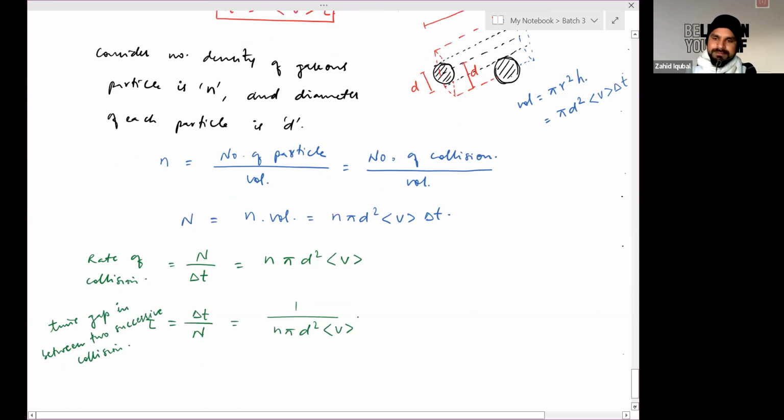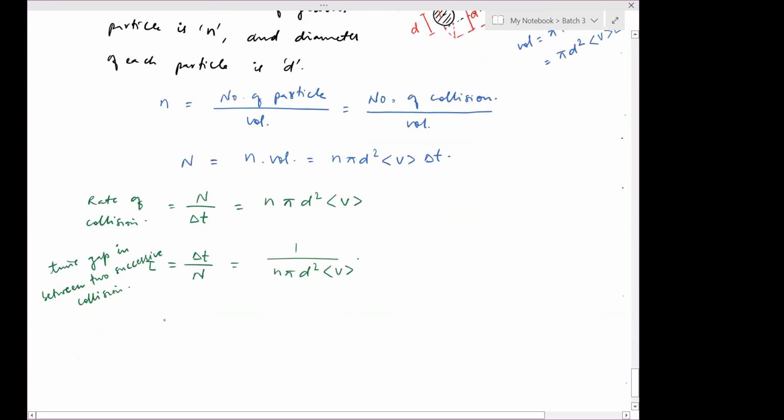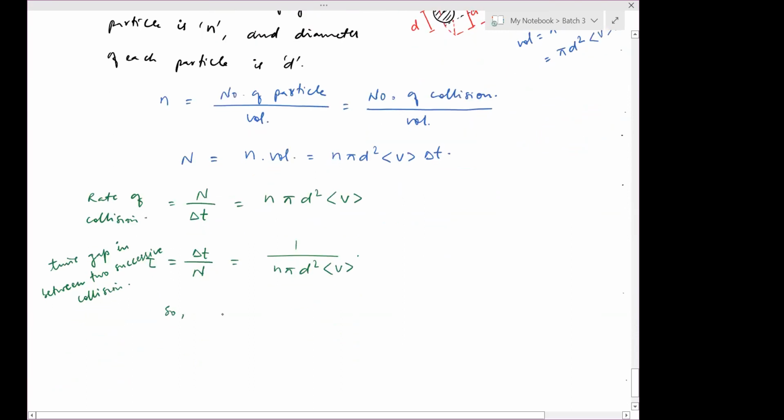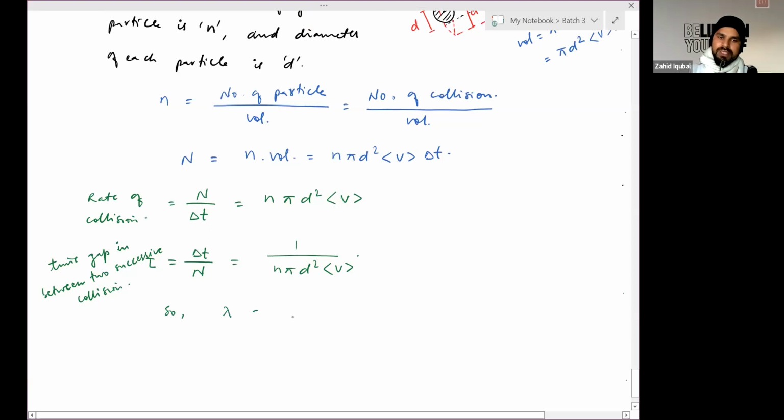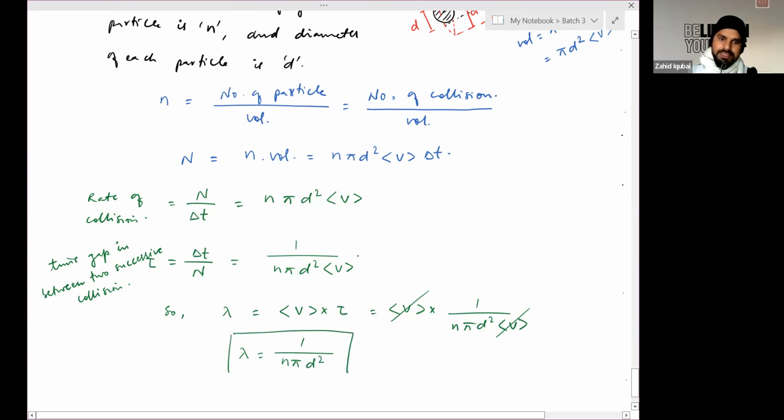Abhinav, is it clear? Yes, sir. So according to the concept of mean free path, lambda equals average speed multiplied by tau. So it equals average speed multiplied by 1 over n pi d squared. This term and this term will cancel out, so you're left with lambda equals 1 by n pi d squared, where n is the number density and d is the diameter of the gaseous particle.